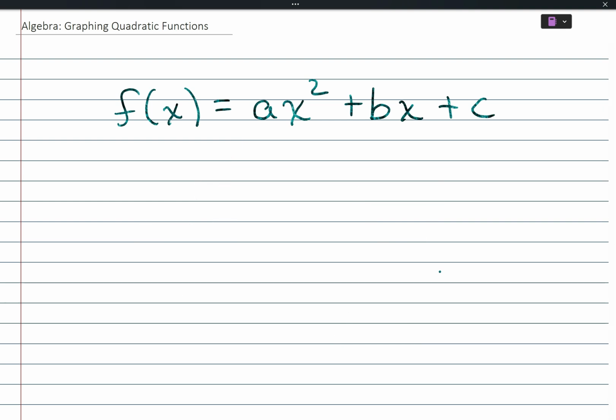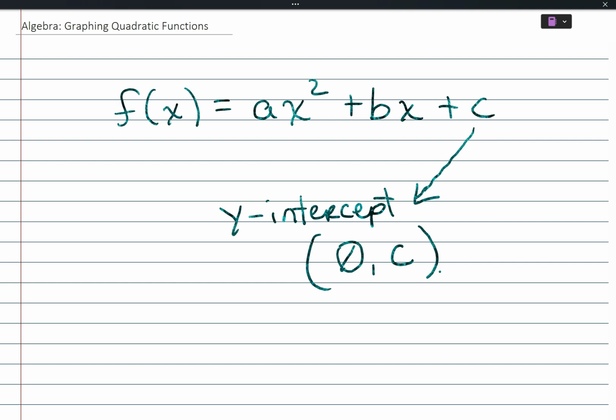There are a few more things we can look at to help us to graph. There's that c value at the very end, that constant. Well, that constant right there is always going to be our y-intercept. The y-intercept is where our graph, or our parabola in this case, crosses the y-axis. So it will be the ordered pair (0, c). So again, this is our y-intercept, where our parabola crosses the y-axis.